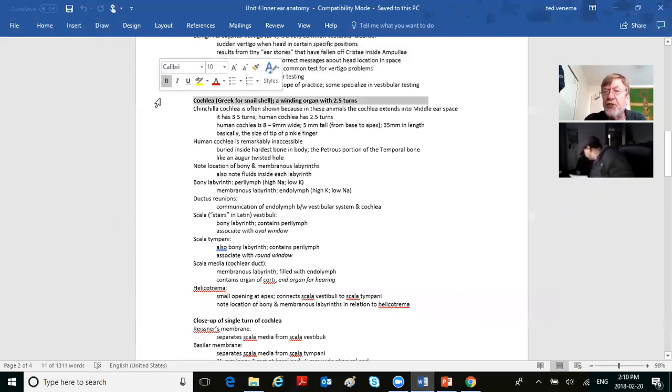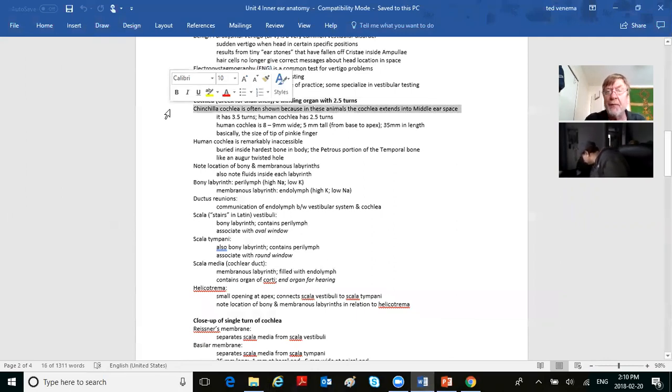Cochlea, Greek for snail shell, a winding organ with 2.5 turns. And then you'll see chinchilla cochlea is often shown. And we said last week the chinchilla cochlea is often shown because it has 3.5 turns and because it sticks up and into middle ear space.